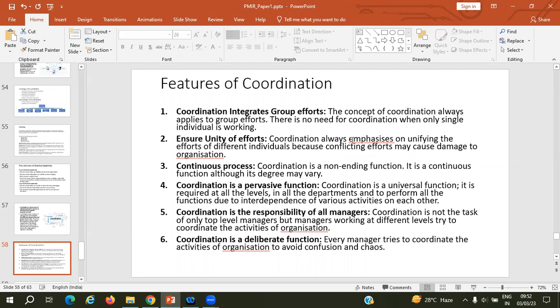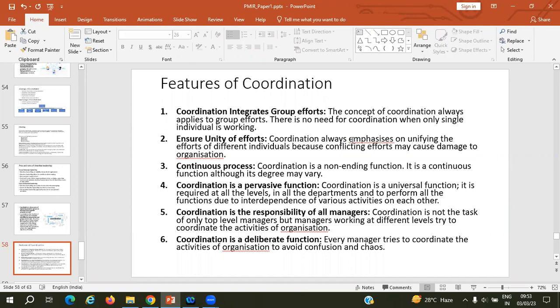The last one says coordination is a deliberate function. Deliberate means you cannot avoid the coordination. You have to execute the process. Every manager tries to coordinate the activities of the organization to avoid confusion and chaos. So that means it is a must. Sometimes you have to do it because unless you do it, your things will not move.